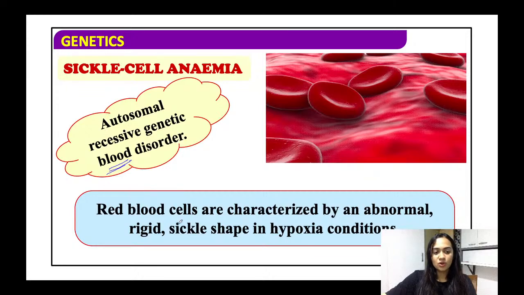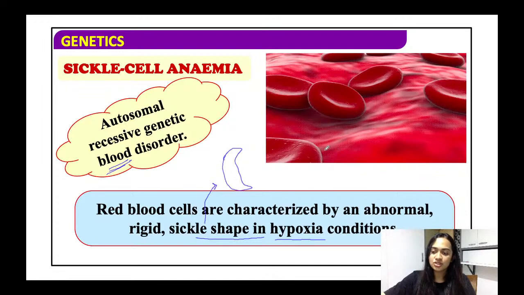Autosomal recessive. What happens here? The red blood cells become abnormal, rigid, and sickle-shaped under hypoxic conditions. What does this mean? Normal erythrocytes should look oval, with a high surface area. In the sickle shape, the RBCs have a highly reduced surface area. It is not oval, it is somewhat sickle shaped. And the hypoxia condition.